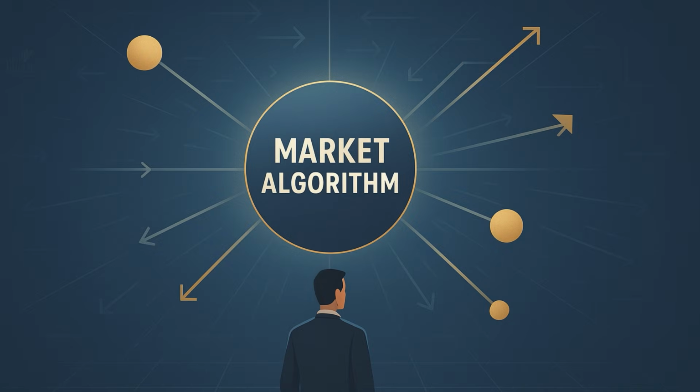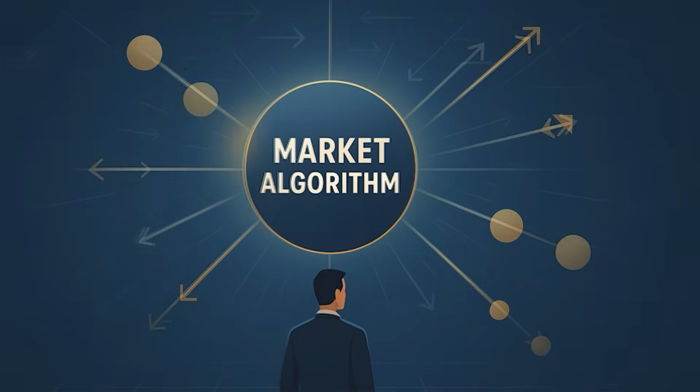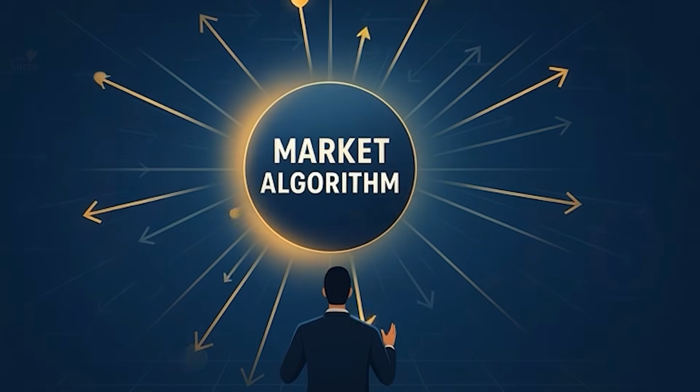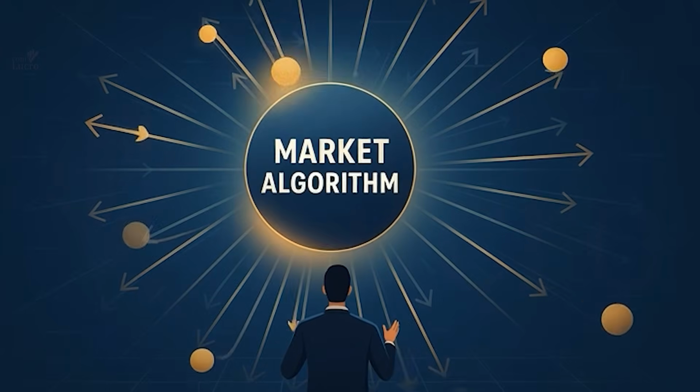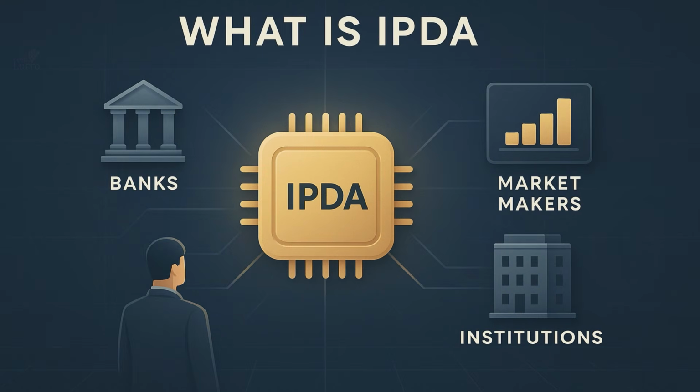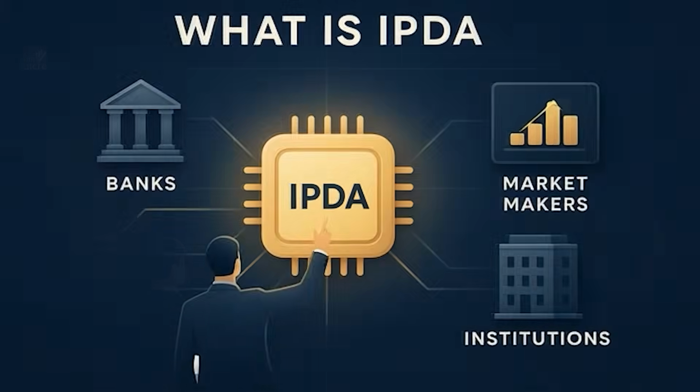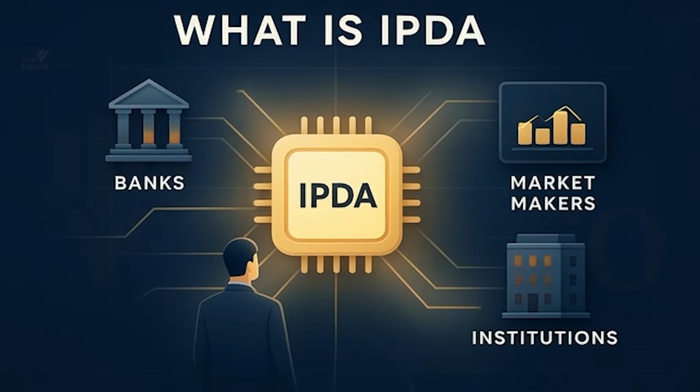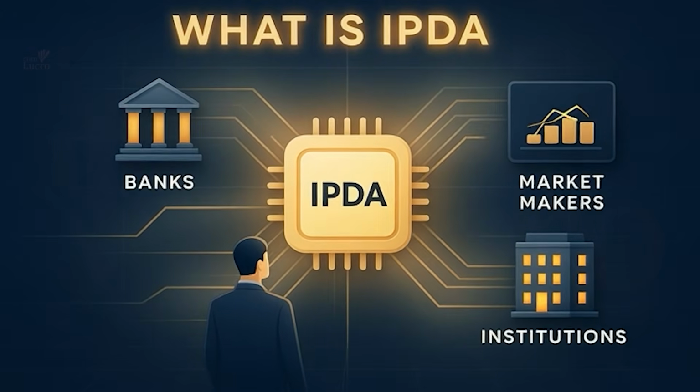Let us begin by laying the foundation. Before we explore the three main market analysis tools that every trader needs to master, we need to clarify what the market's underlying algorithm actually is. A specific algorithm shapes major market movements, and smart money, including market makers, banks, and large financial institutions, relies on it to guide price in their favor. This algorithm is known as the Interbank Price Delivery Algorithm, or IPDA.